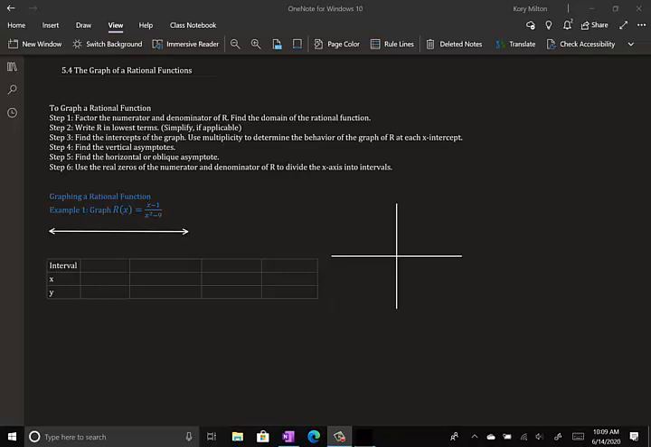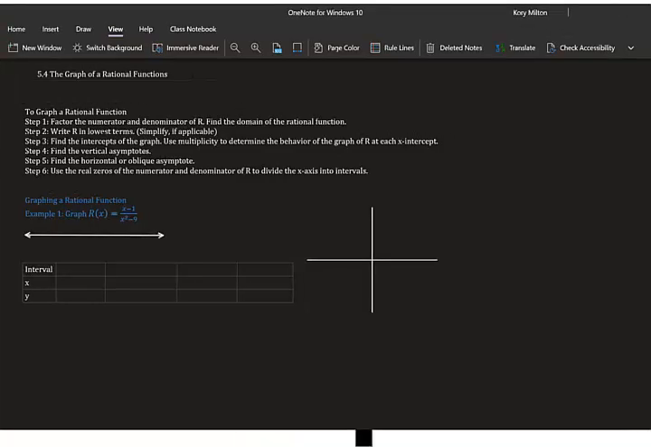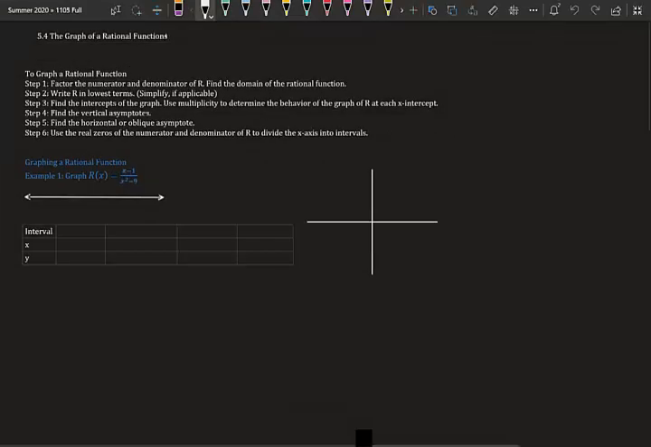5.4, the graph of a rational function. Not a rational functions. That doesn't make sense. That's okay. We'll just pretend that's not there.